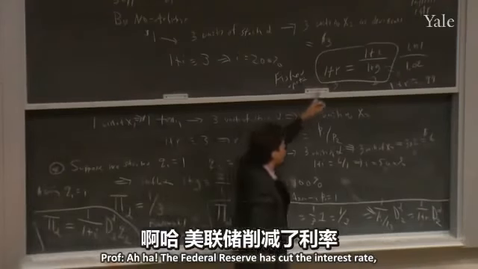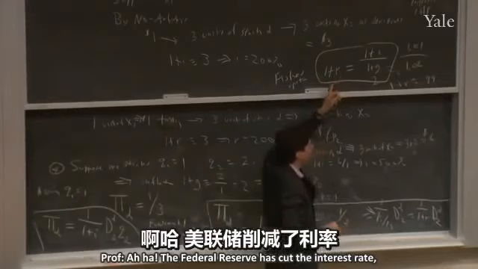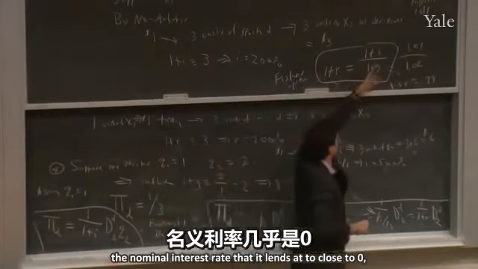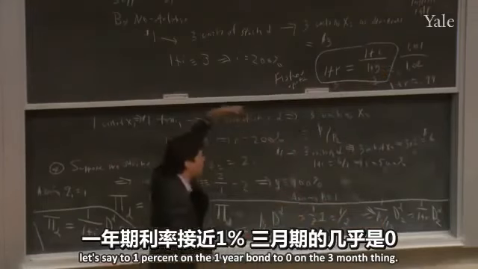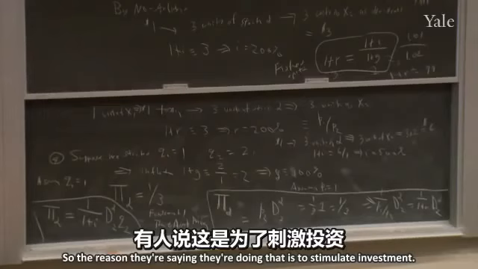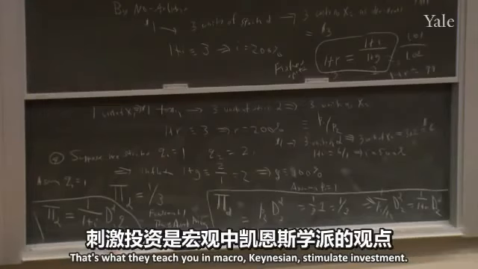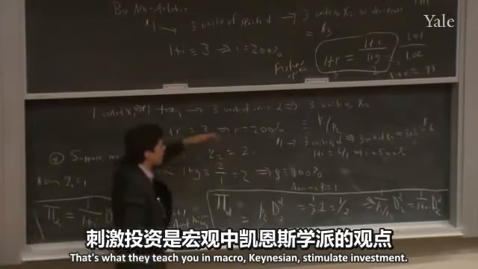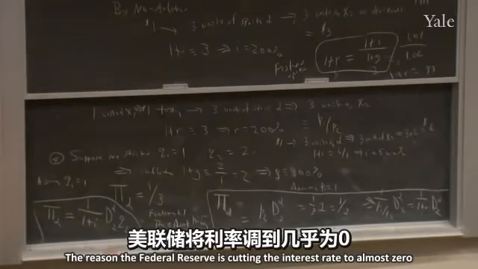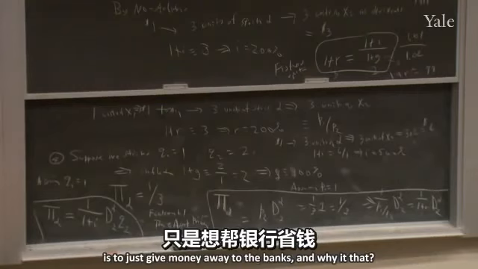Aha, the Federal Reserve has cut the nominal interest rate that it lends at to very close to 0, let's say to 1% on the 1-year bond, to 0 on the 3-month. The reason they say they're doing that is to stimulate investment. That's what they teach you in macro, Keynesian, stimulate investment. We're going to find out that that's not the reason they're doing it at all. The reason the Federal Reserve is cutting the interest rate to almost 0 is to just give money away to the banks. And why is that?